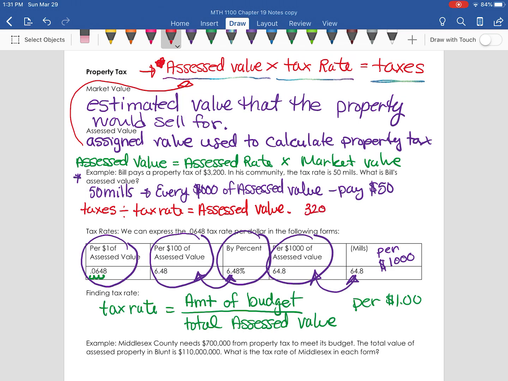Okay, so since the taxes is $3,200, we're going to divide by the tax rate, which is 50 mils. And 50 means per 1,000, so I'm going to write it as 50 over 1,000. And that's going to give us, let me rewrite that. That's going to give us the assessed value.